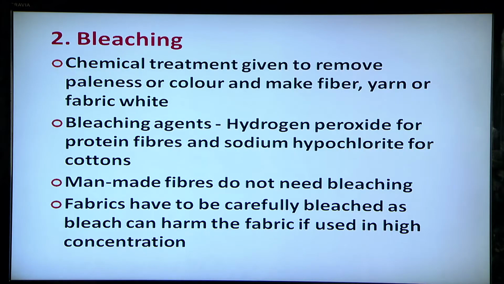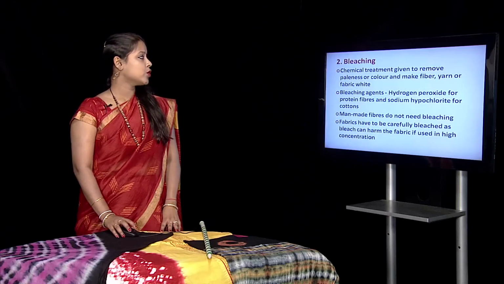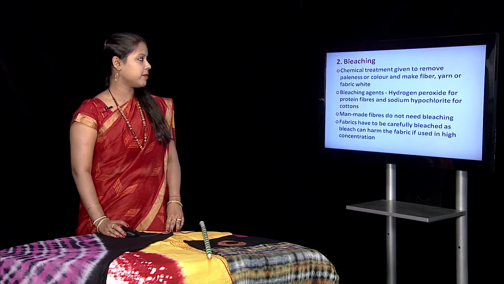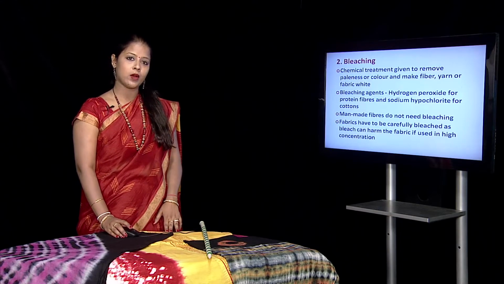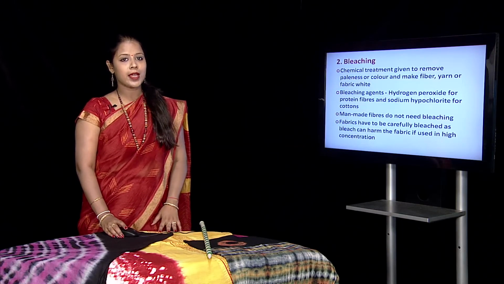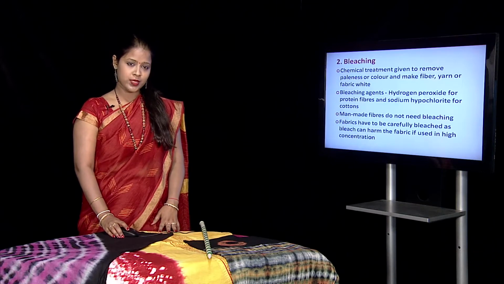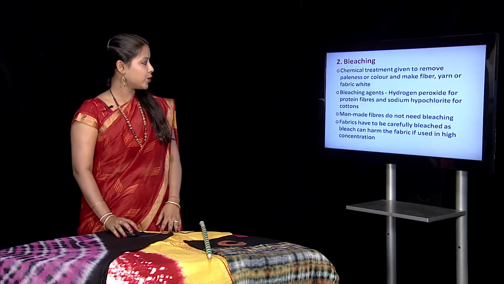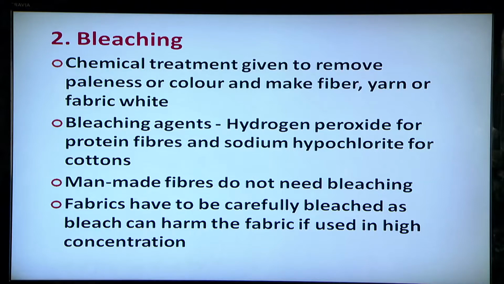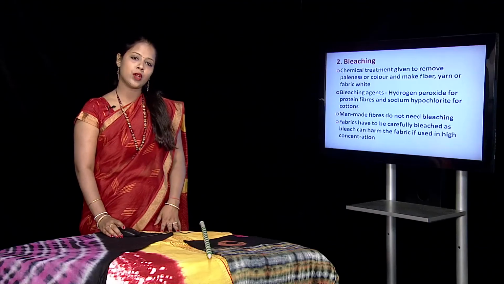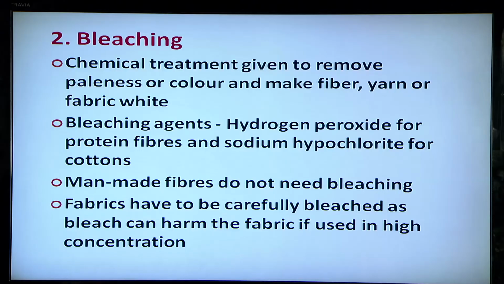The second basic finish is the bleaching finish. It is a chemical treatment given to remove paleness or color and make fibre, yarn or fabric white. There are different kinds of bleaching agents which are being used. The examples for which are hydrogen peroxide for protein fibres and sodium hypochlorite for cottons. Man-made fibres do not require bleaching. One needs to be careful while using the bleach as they tend to harm the fabric.